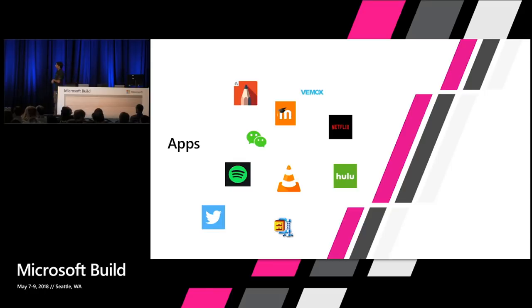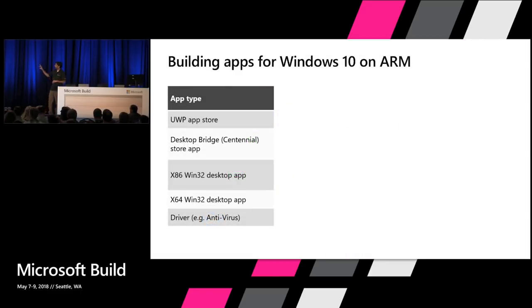So apps, let's talk about apps. After all, people use Windows not for Windows. People use Windows for apps, right? Your apps are the key reason people use Windows so that their life is better. So let's talk about some of the app experiences right now. Roughly, these are the big buckets of apps that exist on Windows. You have a UWP app. You have a desktop Bridge Centennial app. You have a Win32 desktop x86 app. And you have a 64-bit x86 Win32 desktop app. And then you have an app with a driver. So these are things like your Symantec or your CD burning software or one of those things.